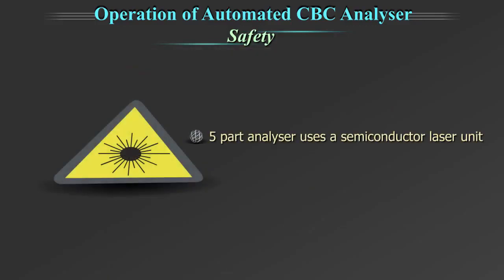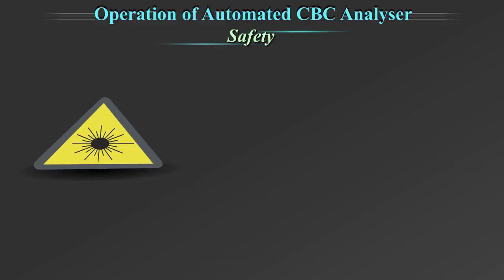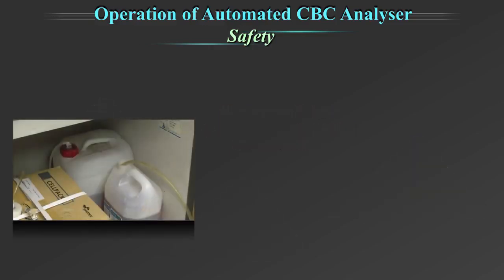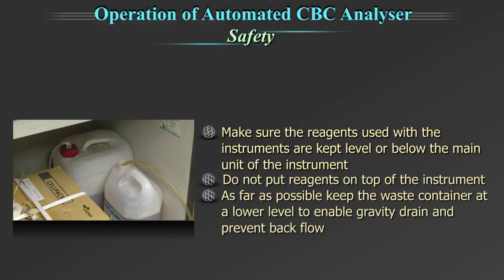The 5-part analyzer uses a semiconductor laser unit. This laser unit is shielded and should not be tampered with. All equipment having pictorial hazard signs with safety warnings should be kept in mind. Make sure the reagents used with the instruments are kept at a lower level or below the main unit of the instrument. Do not put reagents on top of the instrument.